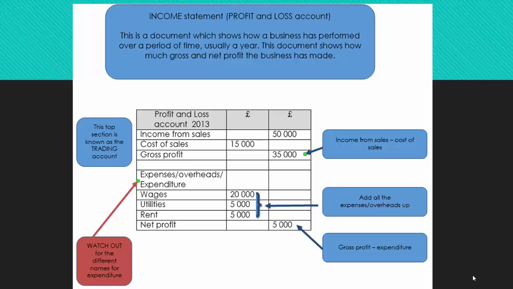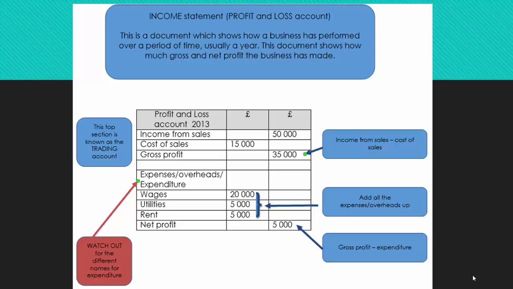Okay, so let's have a think now. We've got our income statement. This is not the one that you're going to have to interpret, but this just gives you an idea of what an income statement or a profit and loss account looks like. It's done normally over a period of time, usually a year, and it shows you how much gross and net profit a business has made.